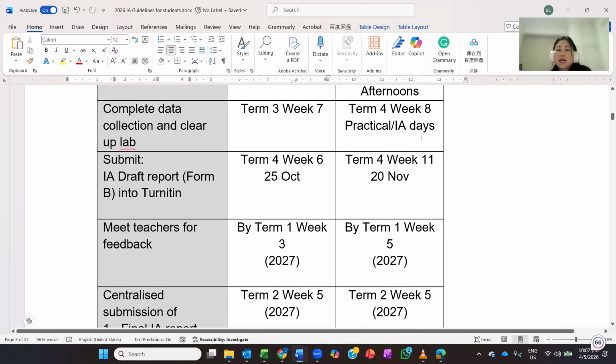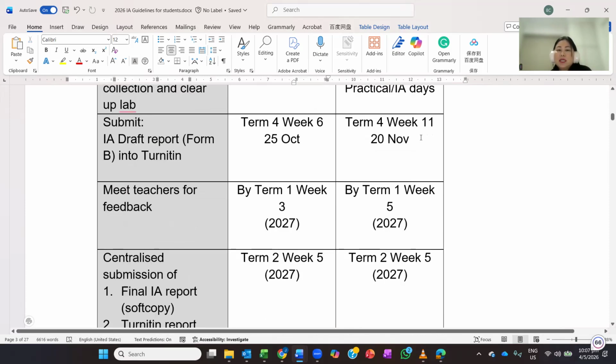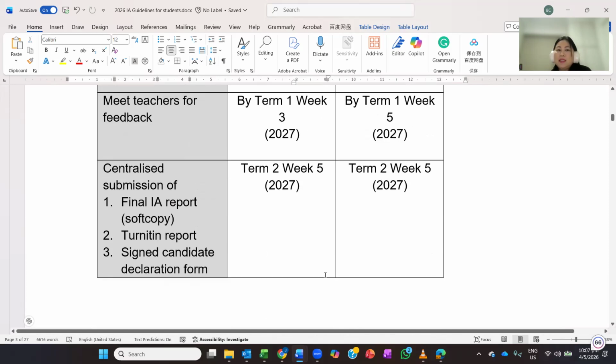All right, so you can see based on the timeline, whether you are Group A or Group B, you will submit your draft this year, by different weeks, such that next year you can meet your teacher for feedback, and the final submission is the same date for everyone.